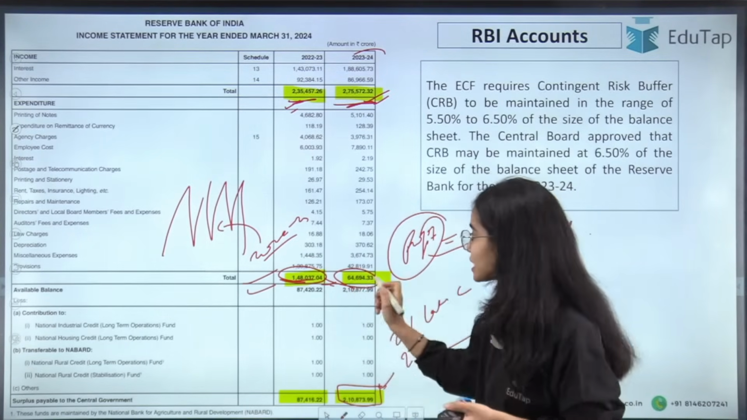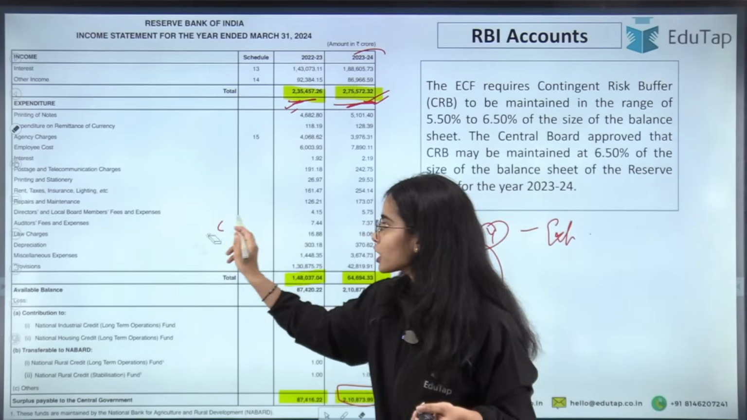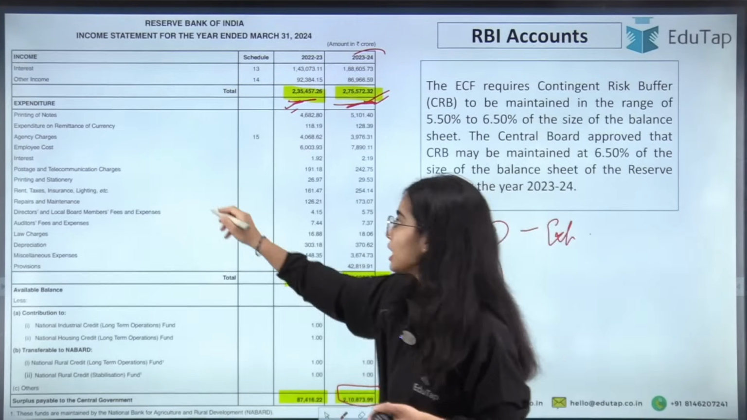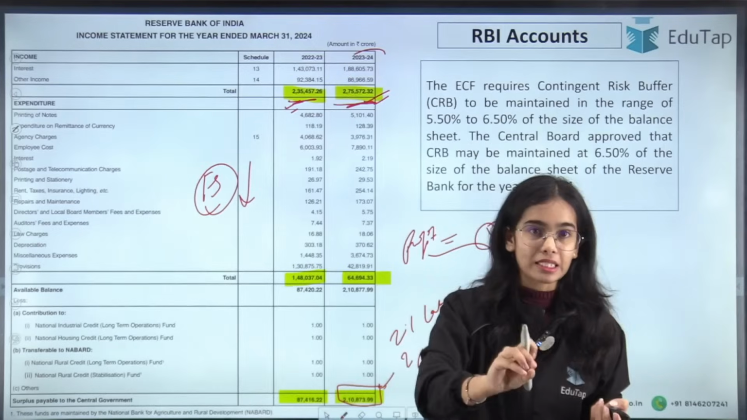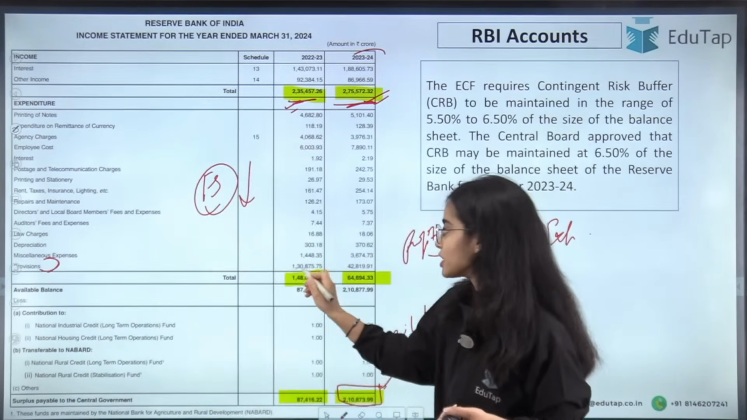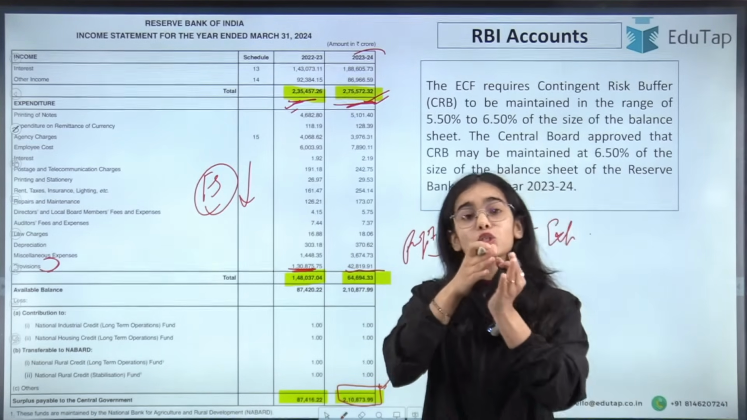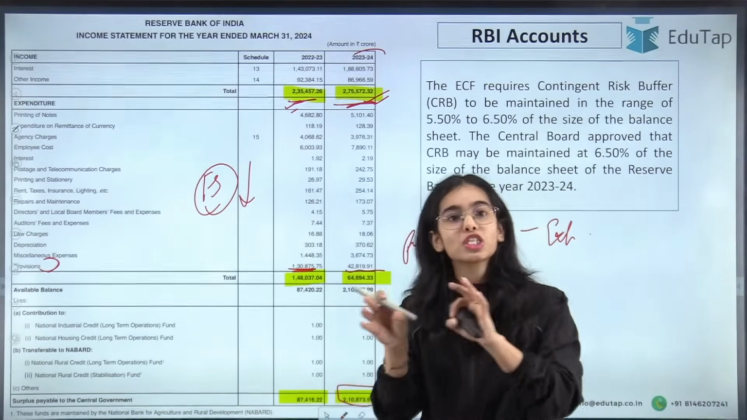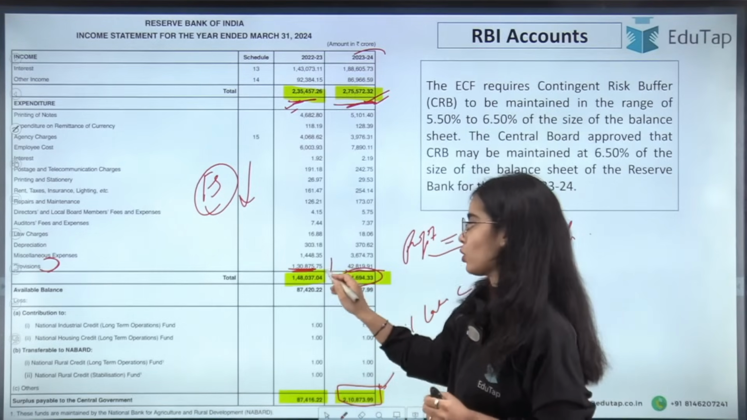So you can understand that in the previous year, because of the high fluctuation and the decrease in foreign securities prices, the RBI had to keep high provisions. In this financial year, the foreign securities did not have so much of a dip. So the provisions that the RBI had to make were lesser, due to which the expenditure decreased by a lot.